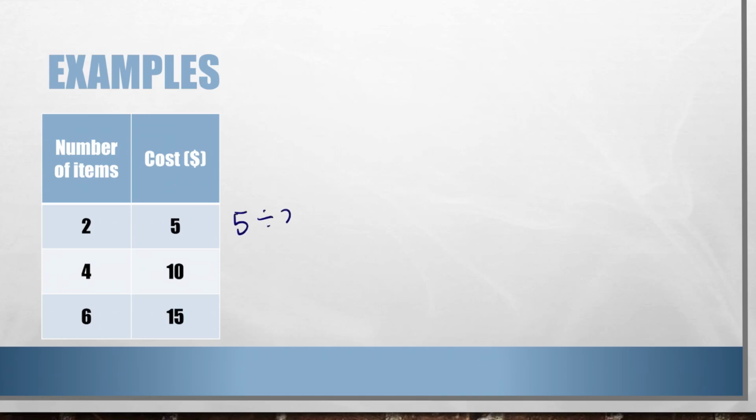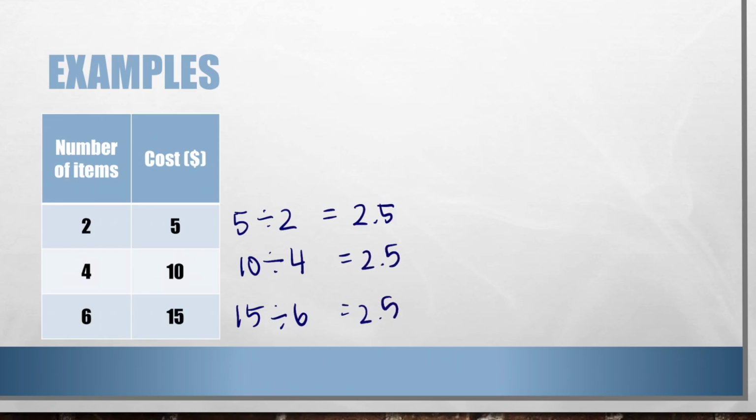We have 5 divided by 2, 10 divided by 4, and 15 divided by 6. So this one is going to be 2.5. This one is going to be 2.5. And this one is going to be 2.5. Oh, look at that. It's so cool. It is all the same.